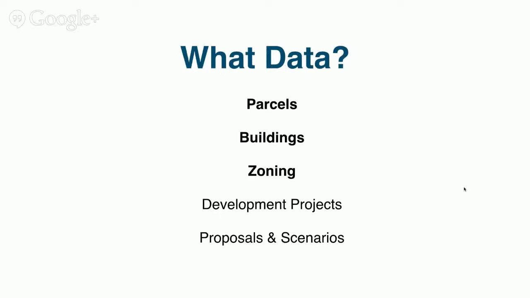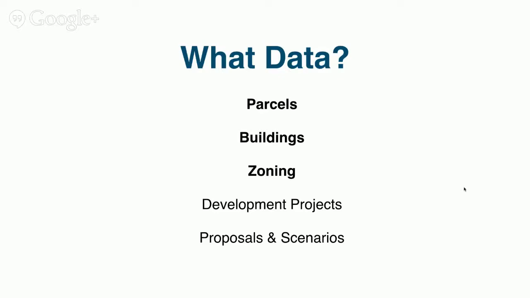So what data is involved? Both UrbanCanvas and UrbanSim at their cores focus on parcels, buildings, and zoning information. So parcel information comes from the assessors. Usually most of the building data are derived from the parcel information, and the zoning information comes from cities and tells us what can be developed where.